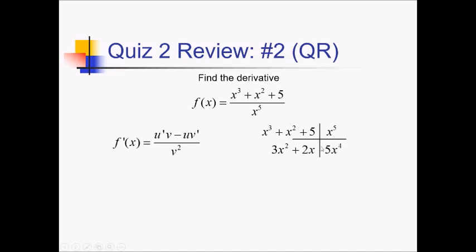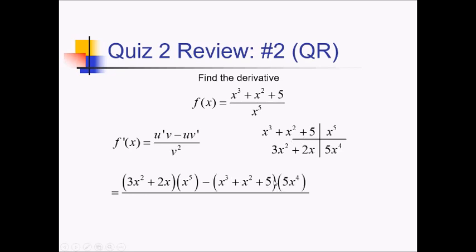We can still use a ribbon pattern to organize the order of things. So we'll have parentheses 3x squared plus 2x times x to the 5th for the u prime v part of this, minus parentheses all this stuff, this trinomial, times 5x to the 4th. All of that over, now don't forget the v squared, so that's going to be x to the 5th squared. And again, don't simplify if you don't need to.